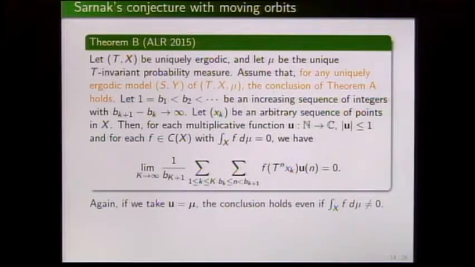Okay, so this was Theorem A, and now look at Theorem B. We suppose that we are in the previous situation, so we take directly a uniquely ergodic model. We assume that we have everything which we had in the theorem before, and so we have orthogonality to all multiplicative arithmetic functions. But now what happens is that if we take any increasing sequence of integers and any sequence of points x_k in X, then for each multiplicative function, we have this expression going to zero.